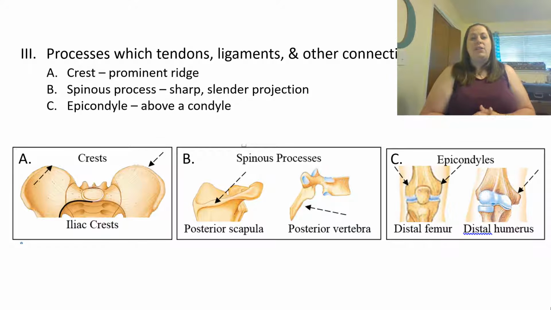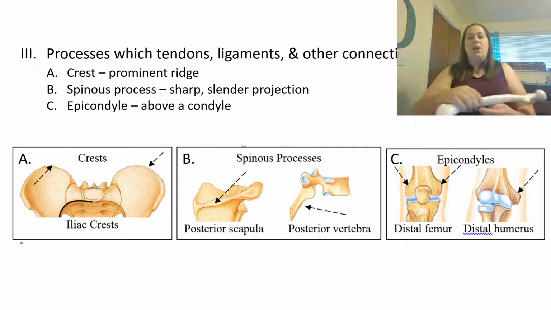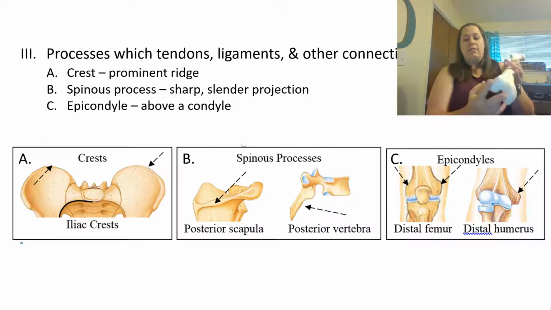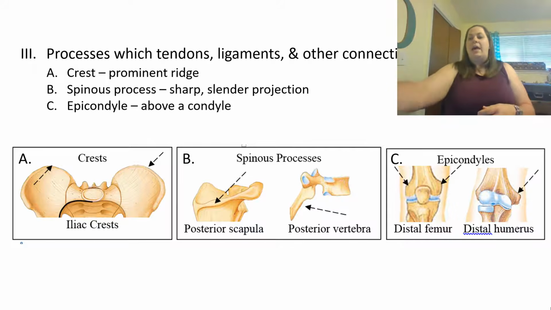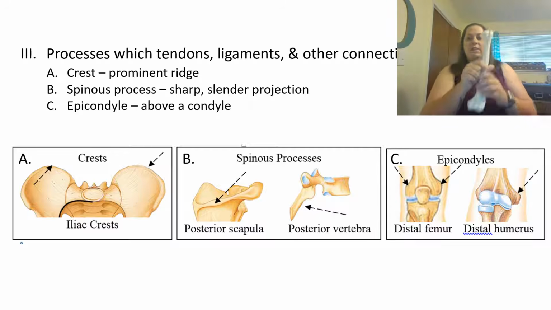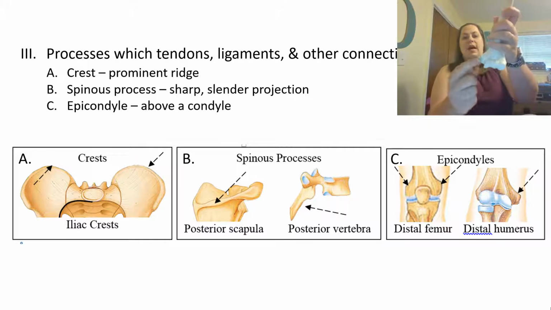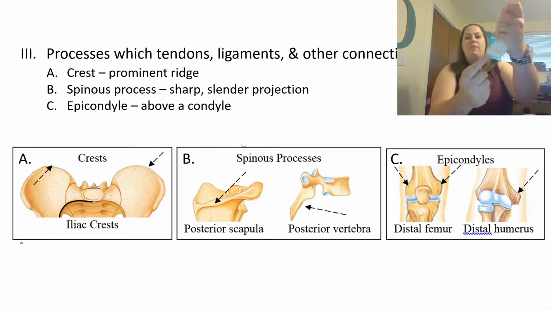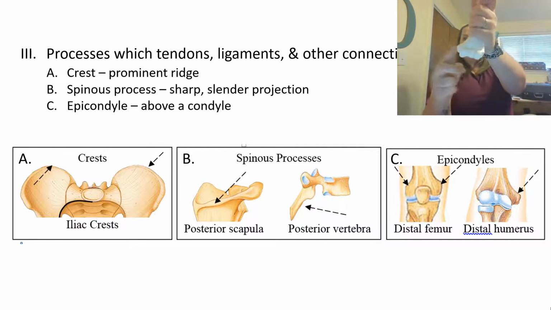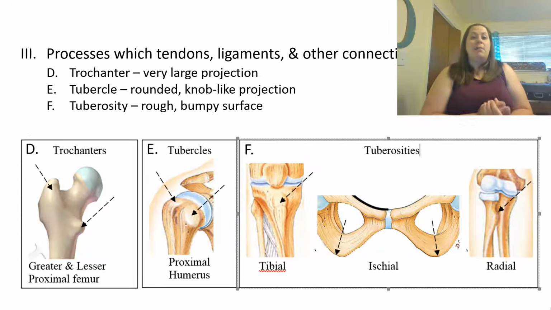Another one that we can see that are projections are called epicondyles. Now, epicondyles are above the condyles, all right? And so if these are the condyles right here, these knuckle-like projections, these projections up here are the epicondyles, all right? So it's showing you a little bit higher, it's the epicondyles. Another example would be here on the humerus. This guy out to the side is an epicondyle right here. Okay, so it's a projection above the condyles, which are here. So it's an epicondyle.